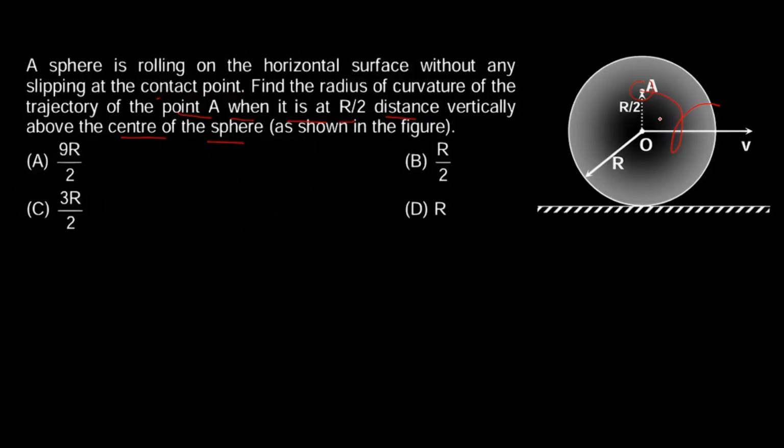A will be moving something like this. If you try to attempt this question mathematically, it is going to be very complex. But if you apply the physics laws in this, see how easy this question becomes. Suppose this is our ball at some point, and O is the center. The point A, which is at r/2 distance, is over here. Now as the ball rolls on the ground, point A will be moving something like this, isn't it? In the ground frame, this is the trajectory of A.